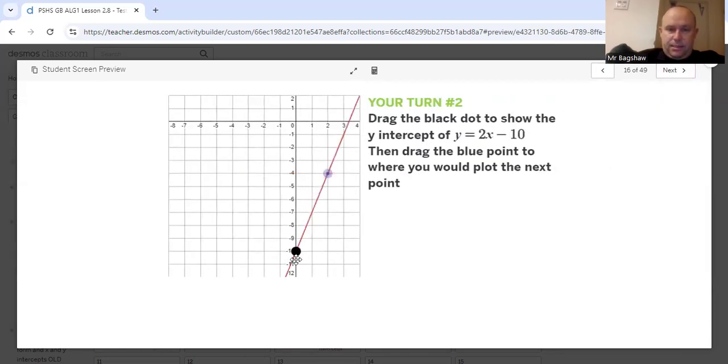2x minus 10, so start from -10 on the y-axis. And as it's not a fraction this time, I would want to put the slope over 1. So 2 over 1 means I go up 2, and then I go right 1.